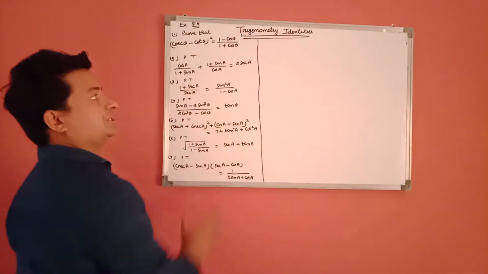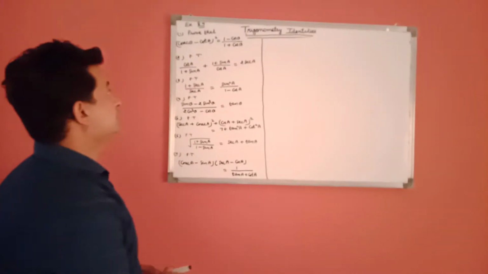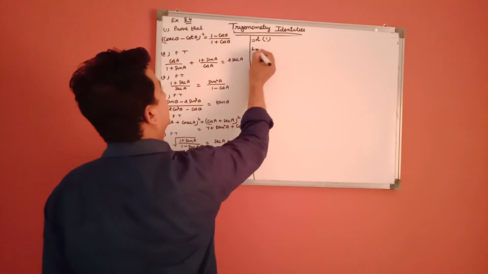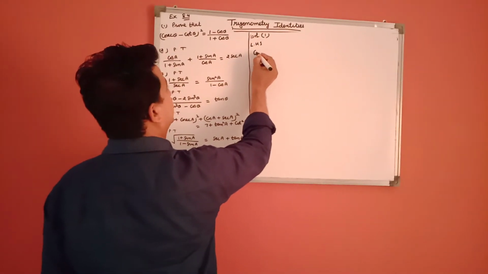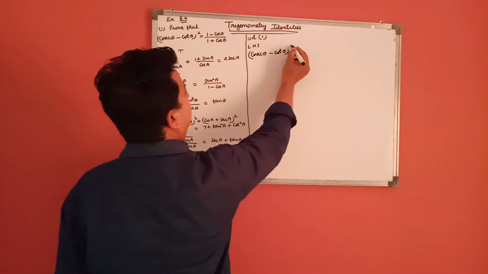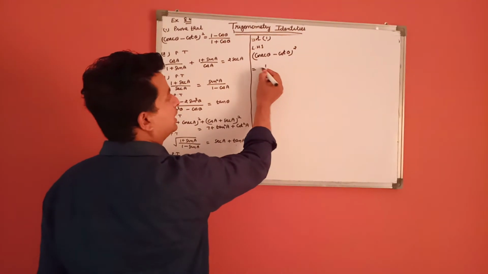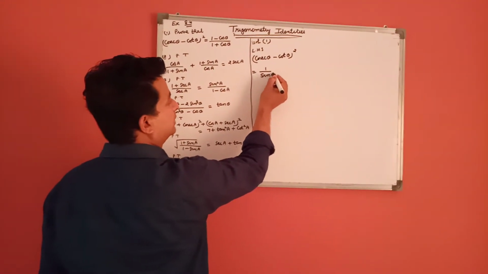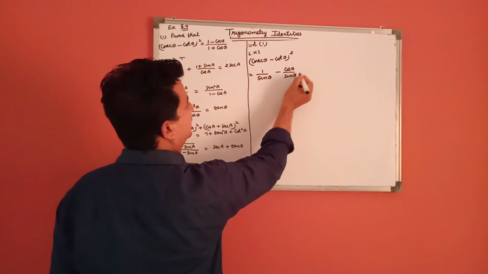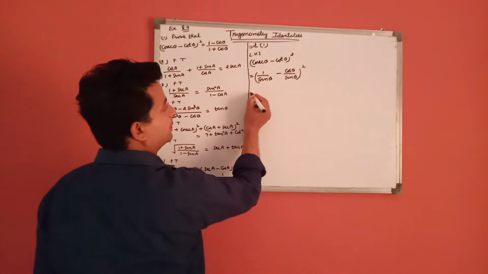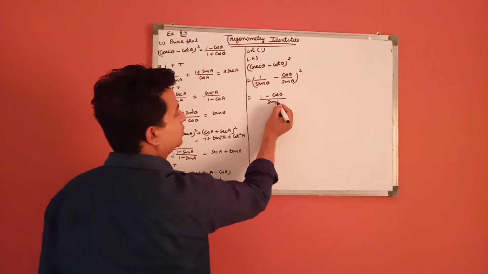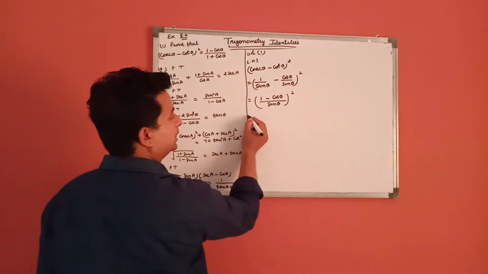There are 7 questions on these trigonometric identities. First of all, we solve the first question. In question number 1, the left hand side is (cosecant theta minus cot theta) whole square. As we know, cosecant is 1 upon sin theta and cot is cos theta by sin theta. This is whole square. When we take LCM, we get (1 minus cos theta) upon sin theta, whole square.